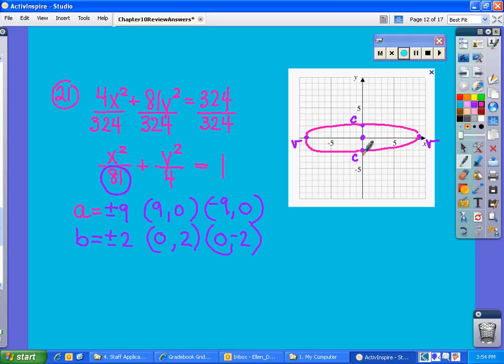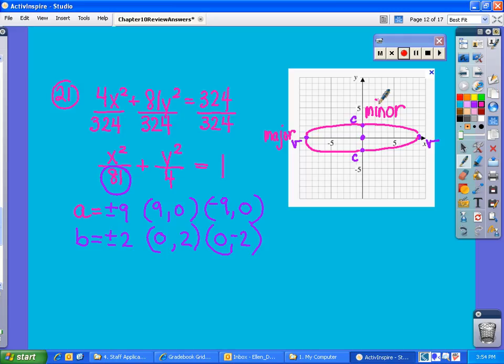Notice it is longer in the x direction than the y direction. The x-axis would be called our major axis. The y-axis would be called our minor axis. Your vertices always appear on your major axis as well as your foci.